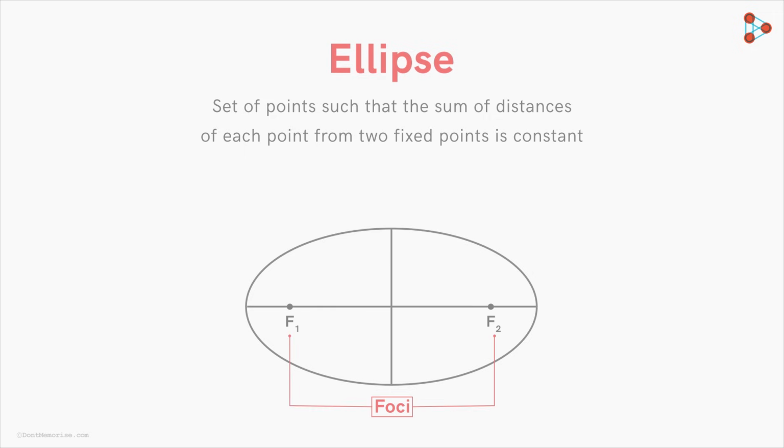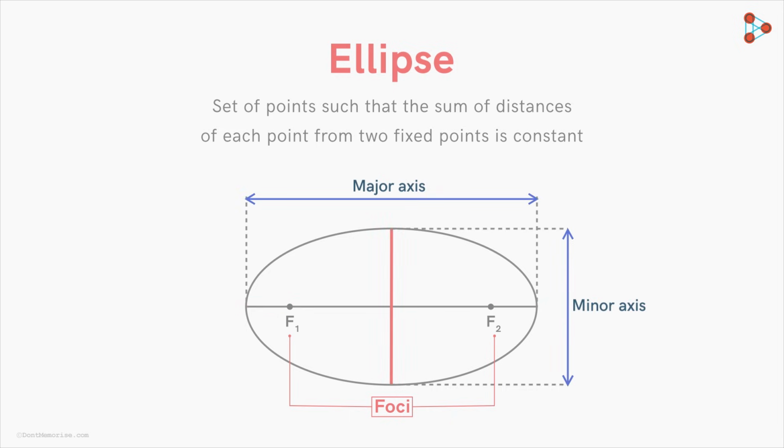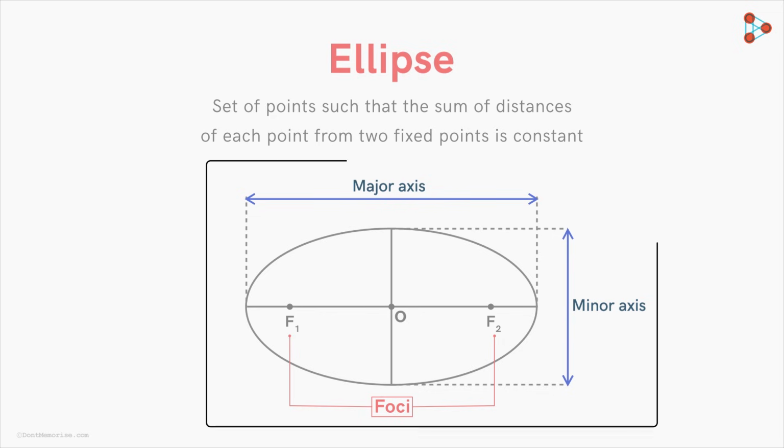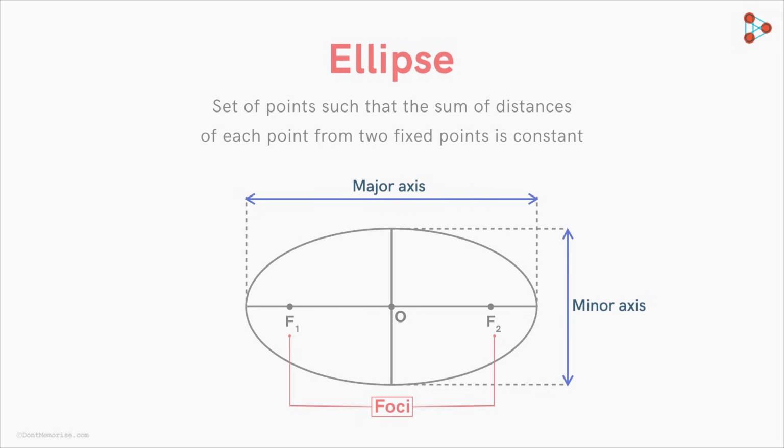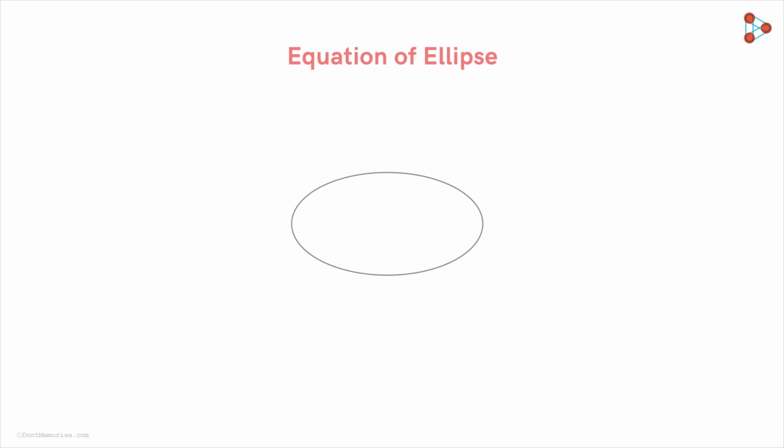These two fixed points are called the foci of the ellipse. We can also draw two axes of symmetry for an ellipse. This is called the major axis and this one is the minor axis. And this point equidistant from the foci is called the center of the ellipse. Take a moment and have a look at this ellipse. In this video, let's find out the equation of an ellipse.